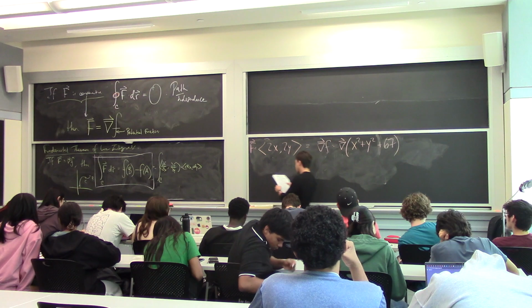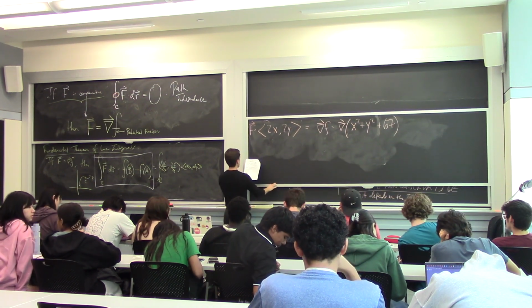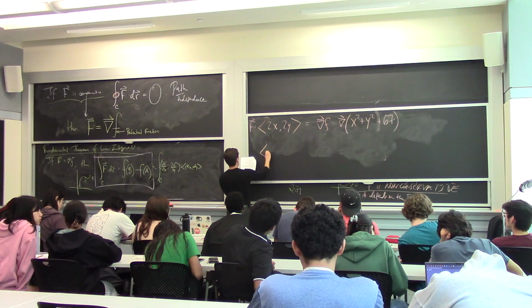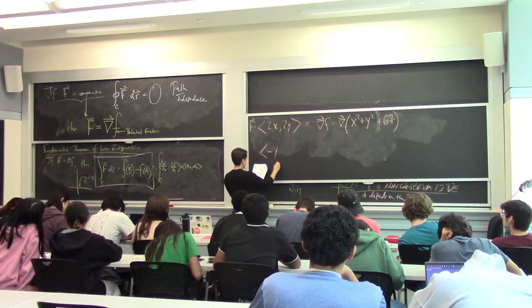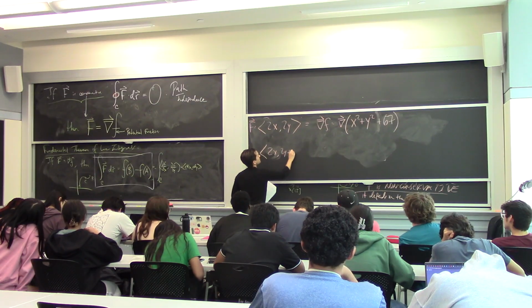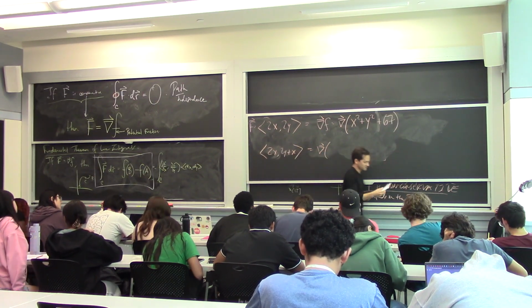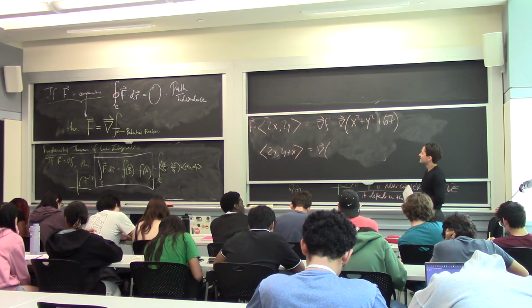What cannot be a gradient field? What about this one, you guys? How about 2x, comma 2y plus something? What's this the gradient of? Maybe you should work it out.